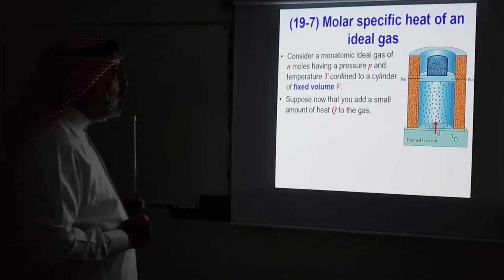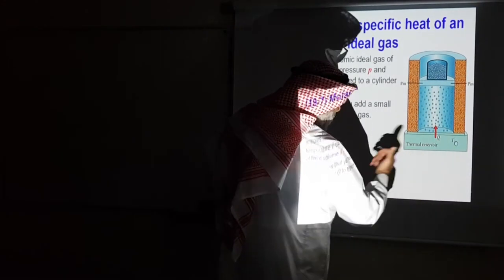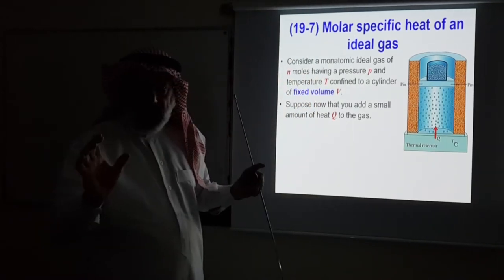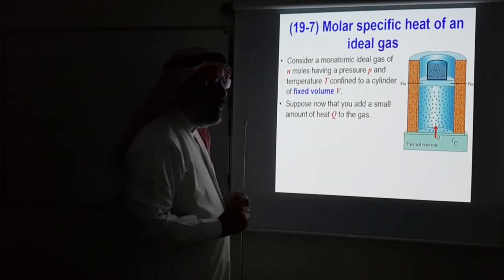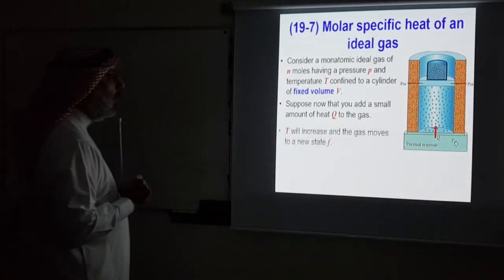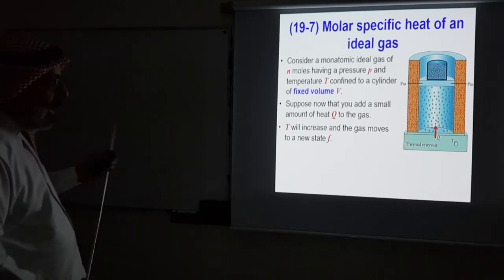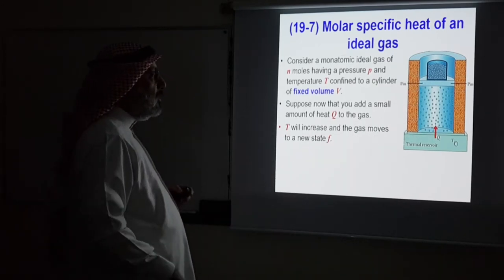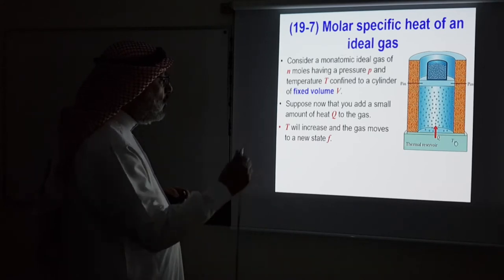Suppose now that you add a small amount of heat to the gas, so the whole cylinder is sitting on a thermal reservoir, on a stove, so you can control the temperature of the reservoir, and by that you can get heat into or out of the gas. Let's say that we raise the temperature of the reservoir, so heat gets into the gas, but the gas again is under constant volume. So because of that added heat to the gas, the temperature will increase and the gas moves to a new state.